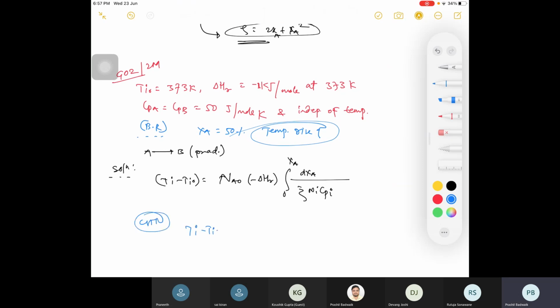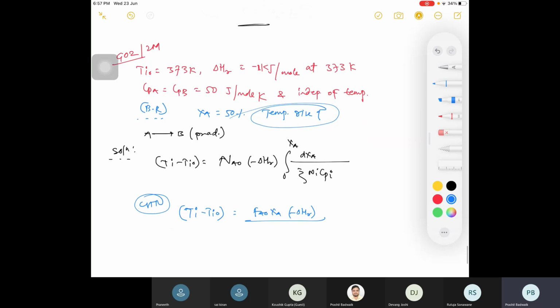Ti minus Ti naught is equal to what is converted divided by your total input of energy. So what is converted is Fa naught Xa delta HR reaction, divided by your total inlet, that is your Fi naught into Cpi. This same equation changed to Fa naught dXa, minus delta HR reaction, the same. Then below, Fa naught is replaced by your Fi, so summation of Fi Cpi mean.